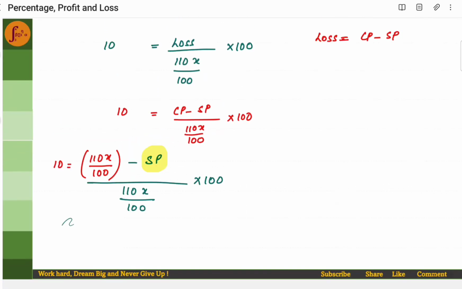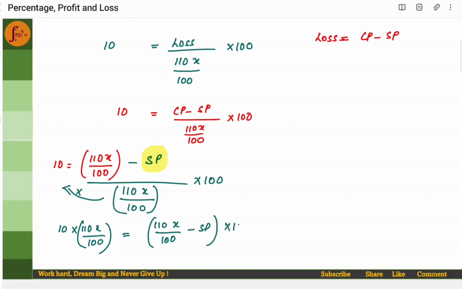So this is going to be, I'm moving this here. So it will be 10 into 110x by 100. This entire thing is in the denominator, in the division. So when I move it, it's going to become multiplication, right? This entire thing is going to go up on the other side. Remember one thing, there is one mistake that's often done. When you move it, don't take the reciprocal, don't reverse this, just move it as is. That is, it will be 110x by 100 into 10. And this is equal to, let me write down, minus SP, the whole into 100.